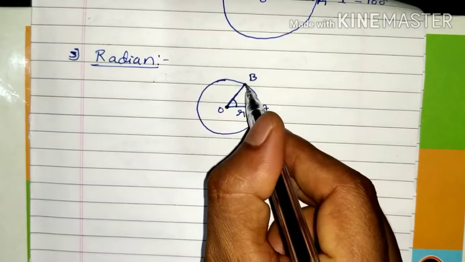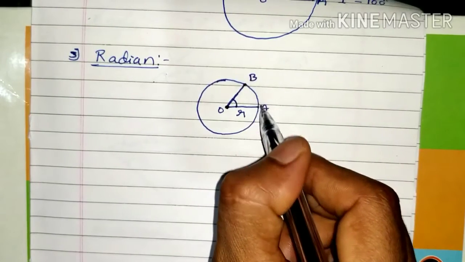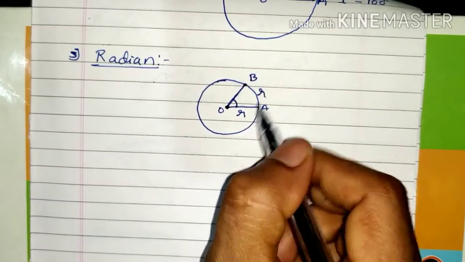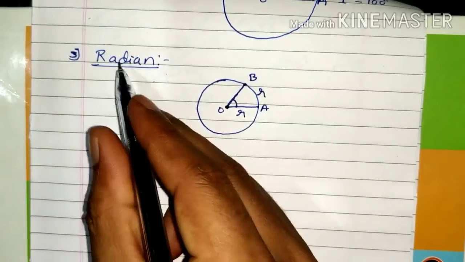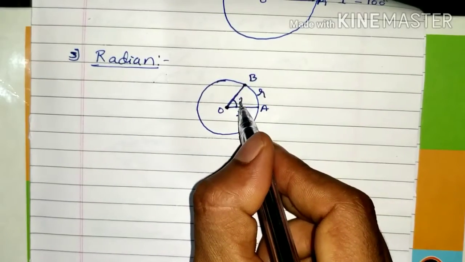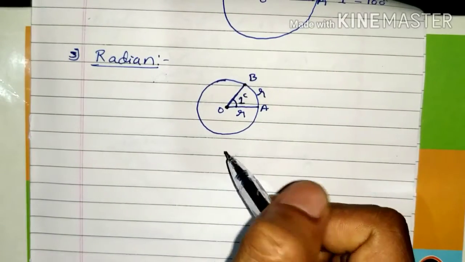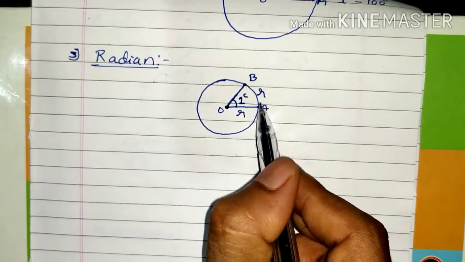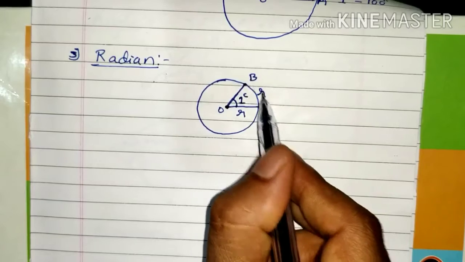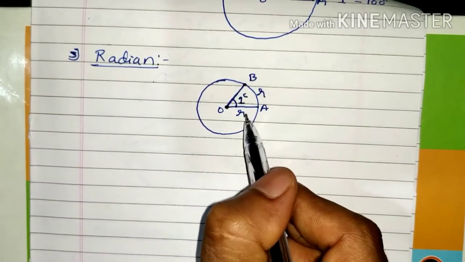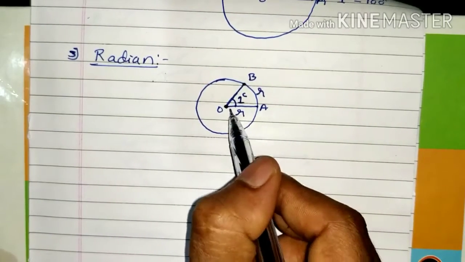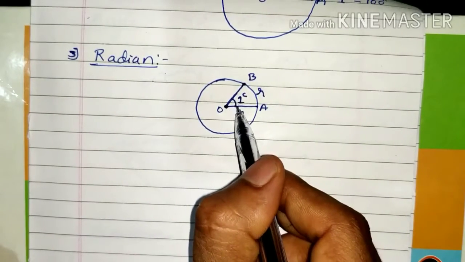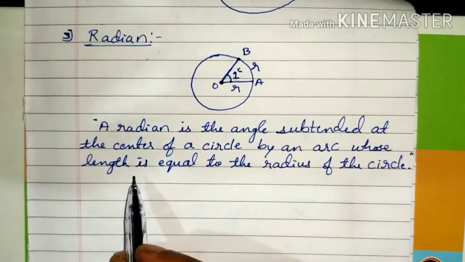The angle subtended by an arc of a circle at the center, whose length is equal to the radius of the circle, that measurement is called 1 radian. We write it like this, with a superscript c. So 1 radian is nothing but the angle subtended by an arc of a circle whose length is equal to the radius of the circle. If radius and arc length are equal, then the angle at the center will be equal to 1 radian.